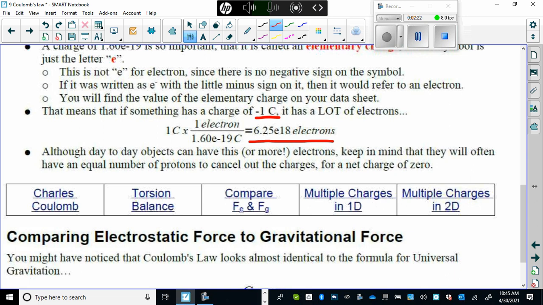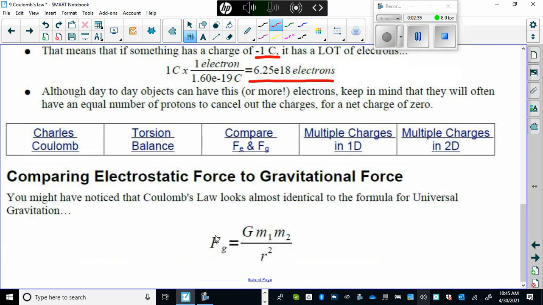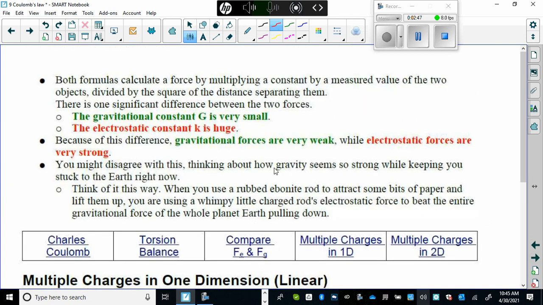So again, if somebody says, for your birthday, I'm going to give you 1 coulomb of charge, you politely decline. And don't ever talk to that person again. Keep in mind, okay. Then there's this little section on comparing electrostatic forces to gravitational forces, which we've kind of already done. So there's the formula. We're not going to go over this in great detail, but we will discuss this right here.